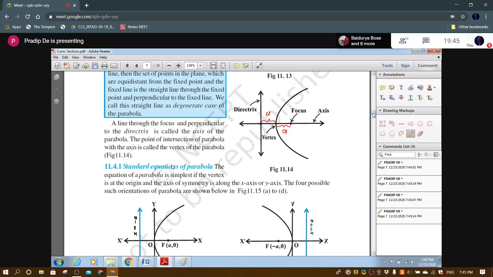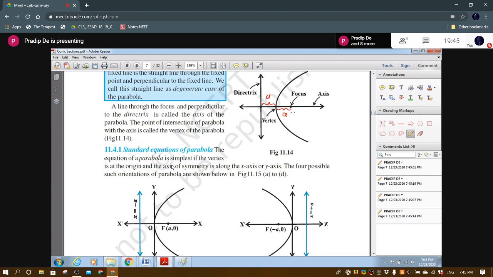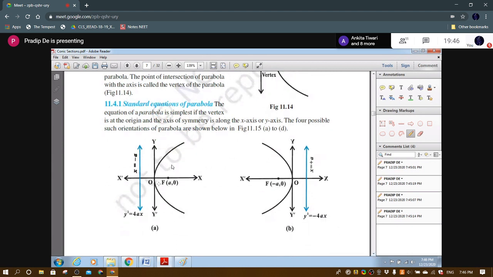Now, to find out the equation, what we do, we consider the axis of the parabola as the x-axis, and we take the origin at the vertex. So we draw a line through the vertex perpendicular to the axis, and that is the y-axis. So you can see the x-axis and y-axis here, because we have chosen the reference frame in such a way that the axis of the parabola is along the x-axis, the vertex is at the origin, and the line through the origin perpendicular to the x-axis, that is the y-axis.